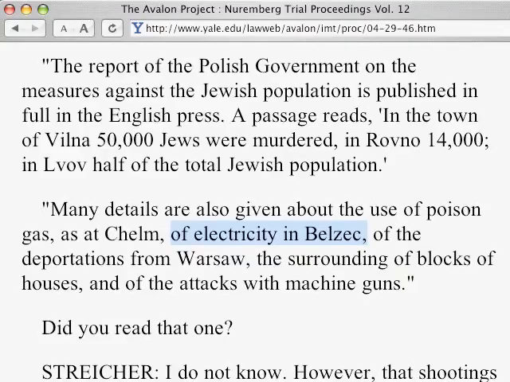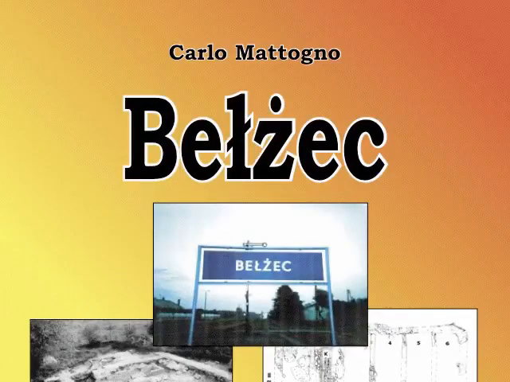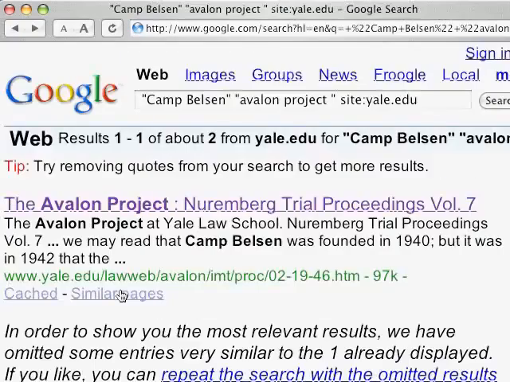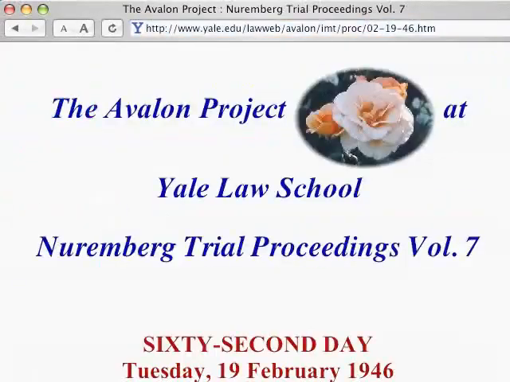We're interested in the phrase, "of electricity in Belzec." What does that mean? In answering that, we find that Carlo Mattogno, in his book Belzec, tells us of another reference to the Belzec camp, where Belzec is mistakenly referred to as Camp Belsen. We find the reference and learn about the electricity at Belzec. The Soviet prosecutor Lev Smirnov is reading from the official report on German crimes in Poland.